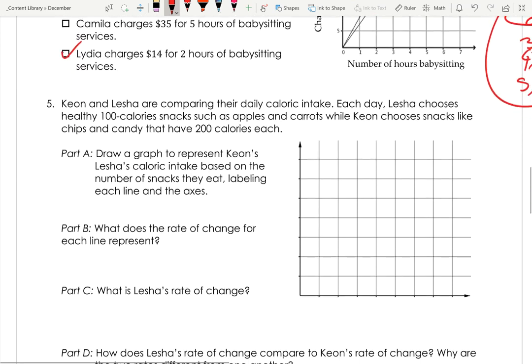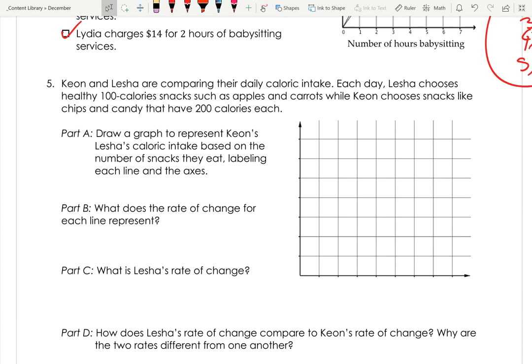All right, so number 5. Keon and Leisha are comparing their daily caloric intake. Each day, Leisha chooses healthy 100-calorie snacks such as apples, carrots, while Keon chooses snacks like chips and candy that have 200 calories each. Draw a graph to represent Keon and Leisha's caloric intake based on the number of snacks they eat, labeling each line and the axis.